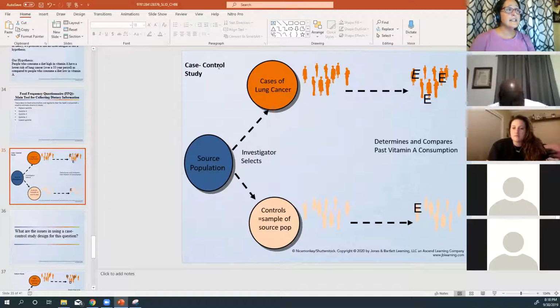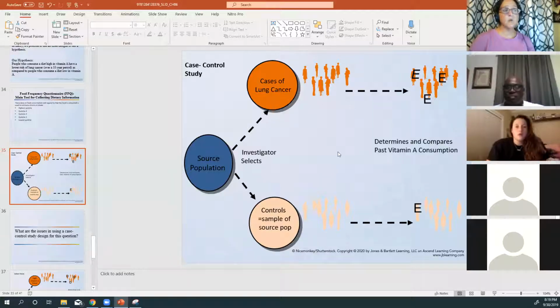So let's see, if you did it as a case control study, what would it look like? You would start with your source population, and you would say to yourself, okay, cases of lung cancer. So I find cases of lung cancer, and then I find people similar to my cases, but who do not have lung cancer.